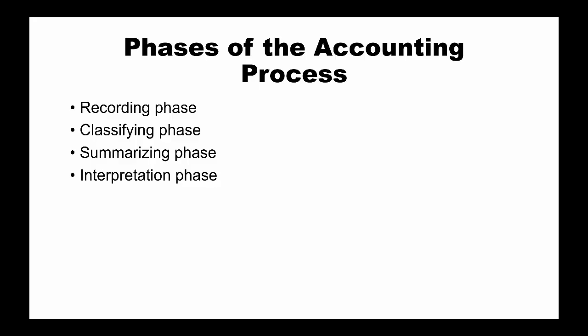Another phase is the classifying phase, which involves sorting and grouping similar transactions into their respective classes by posting them into a ledger. Then you have the summarizing phase, which involves the preparation of financial statements or reports. It is usually done periodically, either monthly or annually. Then you have interpretation, which refers to the analysis of the accounting information. So these are the four phases of the accounting process: recording phase, classifying phase, summarizing phase, and interpretation phase.